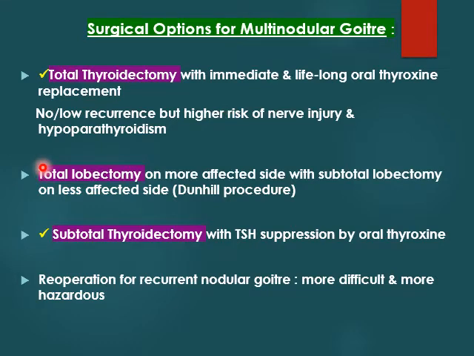Then there is total lobectomy, where you remove the whole lobe that is affected, and the other lobe is normal. Subtotal thyroidectomy with TSH suppression by oral thyroxine is one of the most common operations done for multinodular goiter. You remove the bulk of the gland, leaving behind a small amount of tissue to provide thyroxine production.